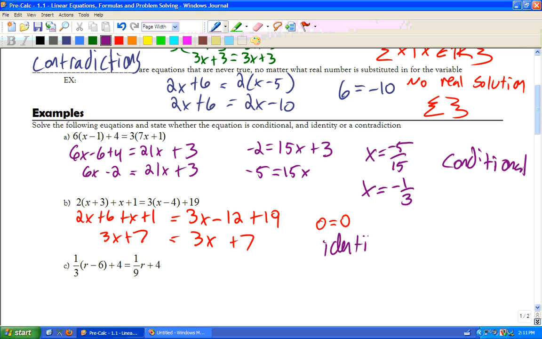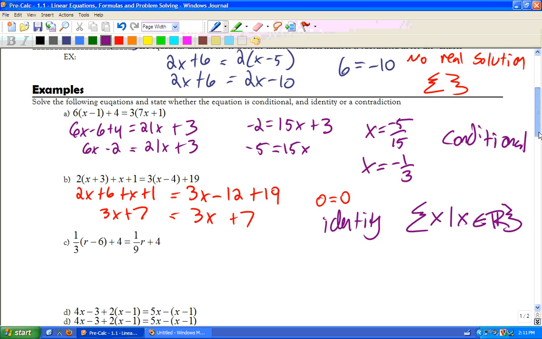This is an identity, and we can say our solution, thus, is the set of all, oh, that's real bad. Let's try it again. The set of all x such that x is contained within the reals. That just means it's every single real number.